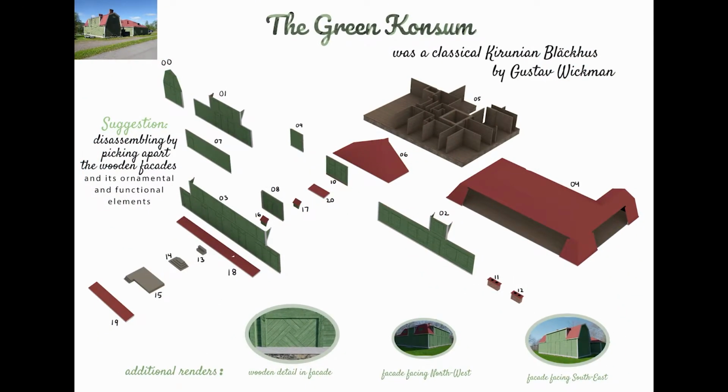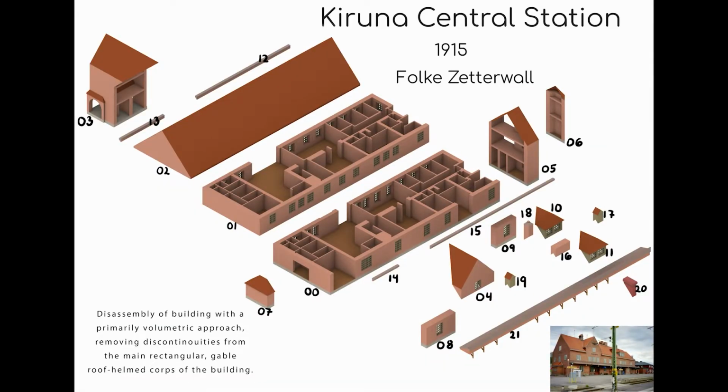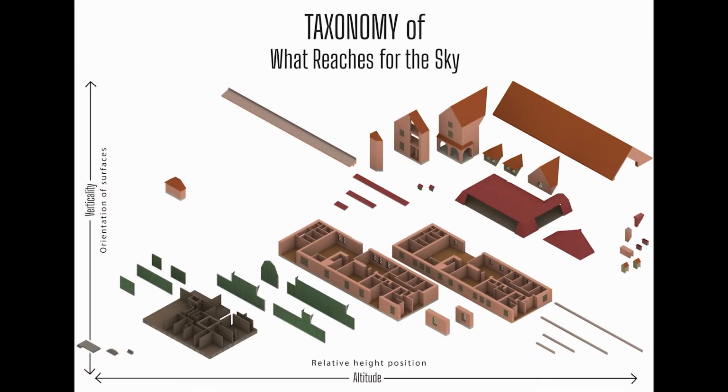We disassembled the old Konsum building in Kiruna by detaching the individual vertical facades and then picking apart chunks of the more horizontal elements. The old central station was disassembled in a more volumetric manner, where spatial discontinuities were removed from the main rectangular volume. These disassembled elements were then taxonomically ordered in a two-axis diagram, with the element's x position defined by its positional height relative to the building as a whole, and its y position defined by the orientation of its surfaces.